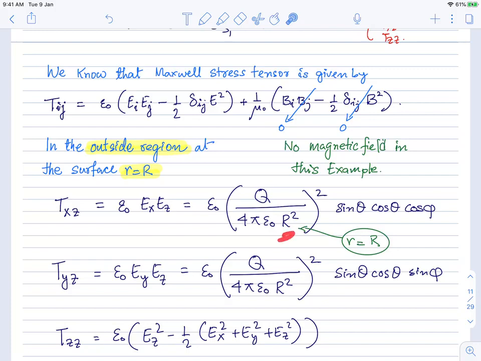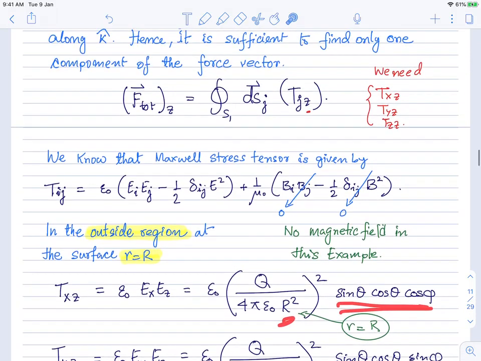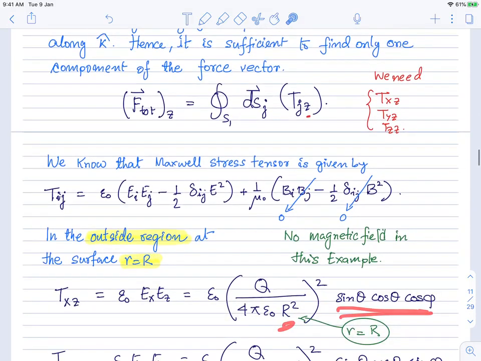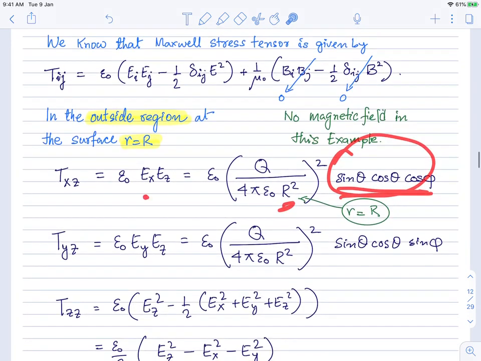Okay, so if we take this now, here I have just used the fact that these terms come from the r hat. So you just take them and multiply them, Ex, Ez. As you can see, sine theta cos phi comes from the Ex, whereas this cos theta comes from the Ez.